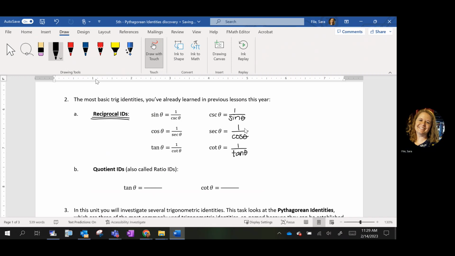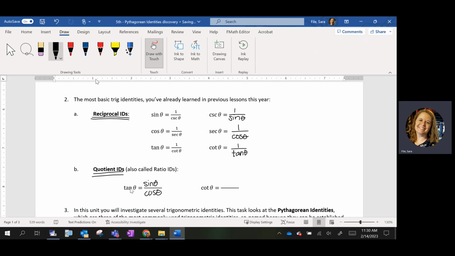Okay. Now, the other one that you are familiar with, we just didn't call it a quotient identity, are these two. There's tangent and cotangent. What does the word quotient mean? What mathematical operation did you do to get a quotient? Okay, so tangent is a division or a ratio of two other trig functions. What is it? Sine over cosine. Very good. See, you knew it. You know sine over cosine is tangent. We just hadn't called it a quotient identity before, but that's what it is.